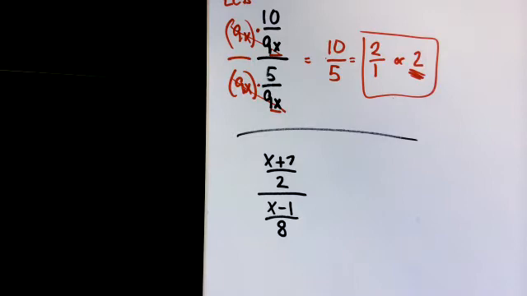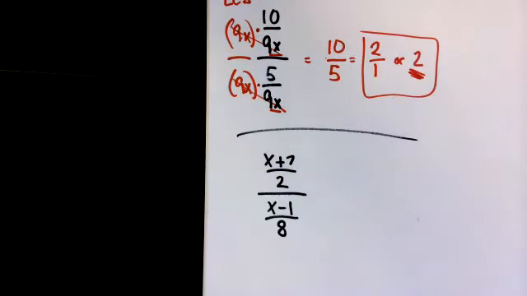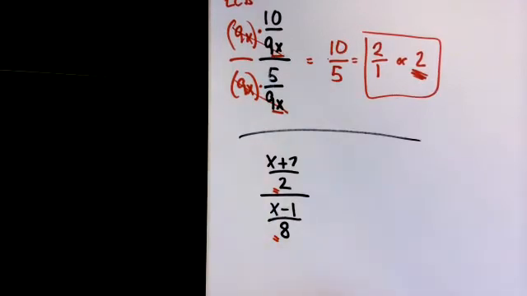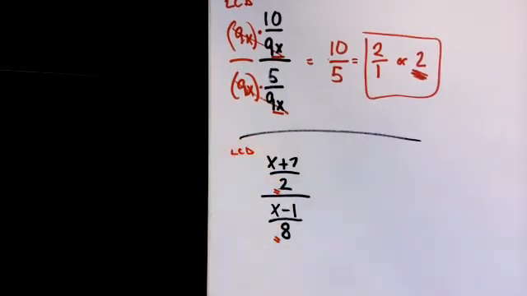Okay, then they start throwing more stuff at us. They start throwing some addition expressions or subtraction expressions in here. So now we have (x plus 7) over 2, over (x minus 1) over 8. Okay, again, look at your denominators. We have 8 and 2. So we want to find that lowest common denominator. So what do 2 and 8 both go into?